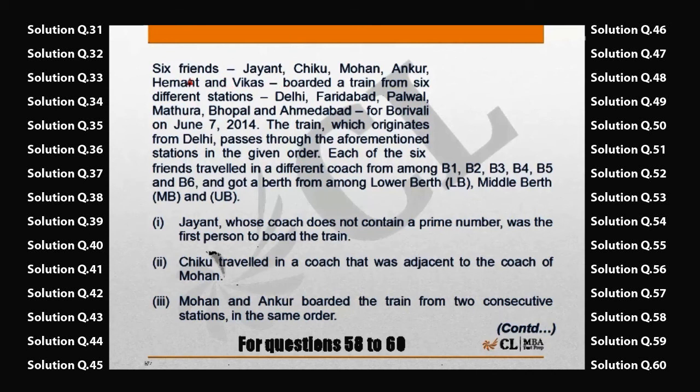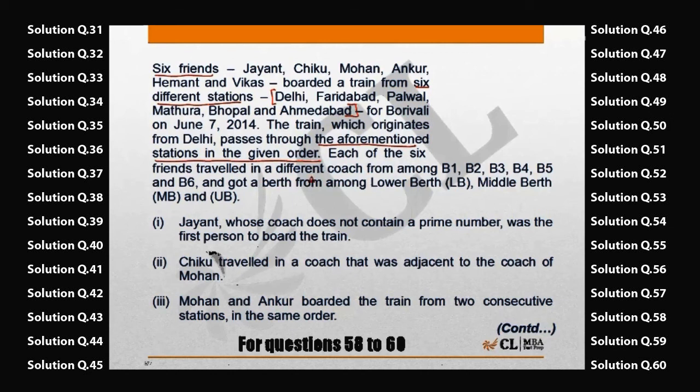There are 6 friends who boarded a train from 6 different stations, and it's also given that the train which originates from Delhi passes through the aforementioned stations in the given order. So we can see there will be a linear arrangement with regards to the stations, and we will keep a note of this while making the table.